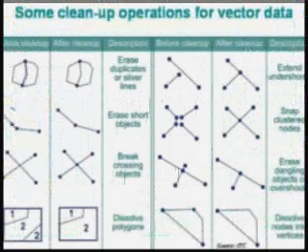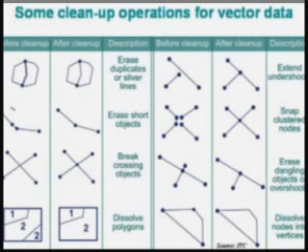So coming back to some of the other operations, like some cleanup operations for vector data. Suppose you digitize two lines and a sliver type of thing is formed, or this is a map created by somebody else, and you are joining them together. So those slivers can be removed here.